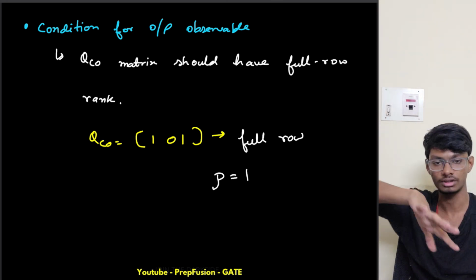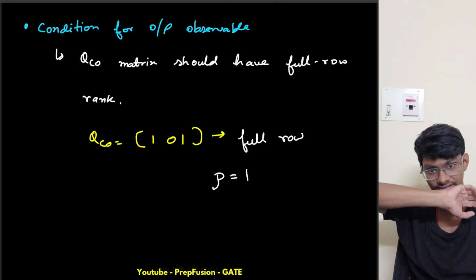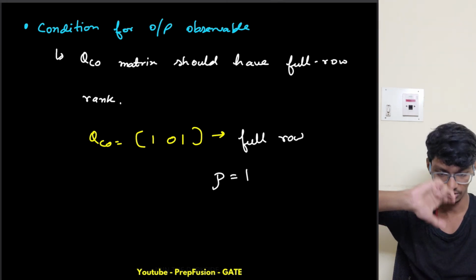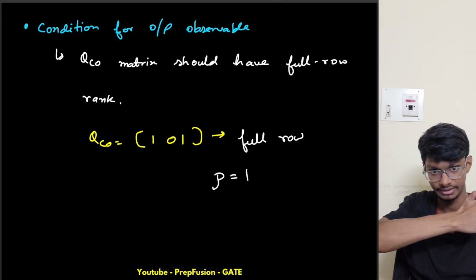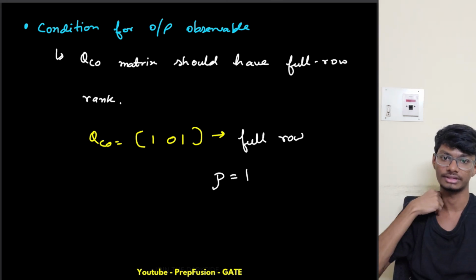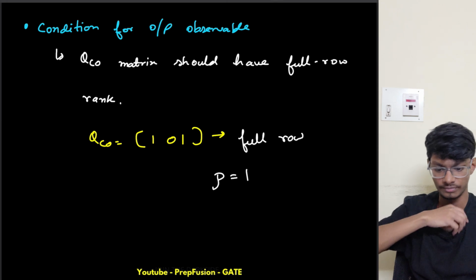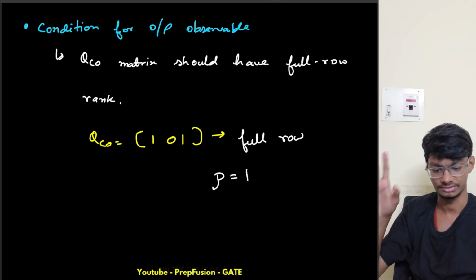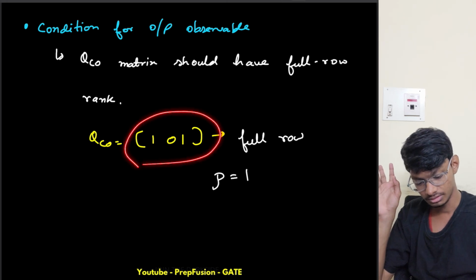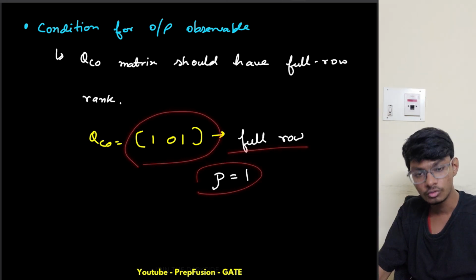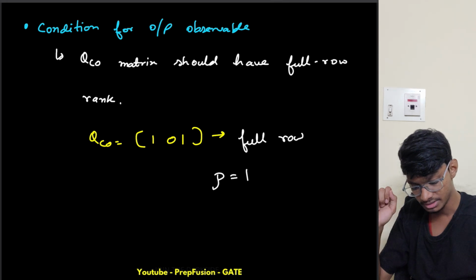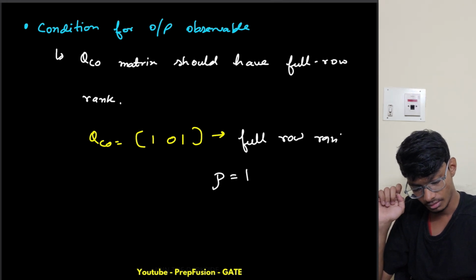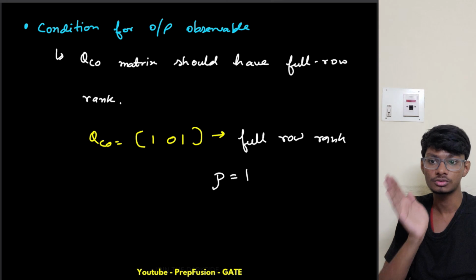If you don't understand, that's okay, because this output observability will not come in GATE. But just to understand the concept, you study mathematics. I will teach you mathematics, and after that you will understand this. So I will not teach that rank thing again; matrices come under the mathematics part. So this rank is 1. So what does full row rank mean? Full row rank means that my rank should be equal to the number of rows.